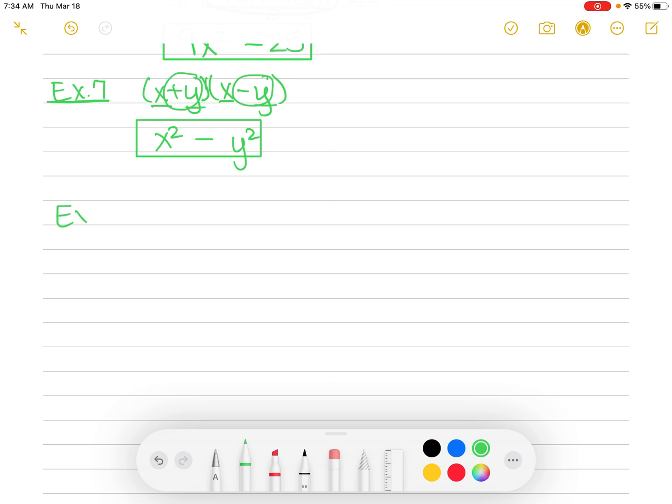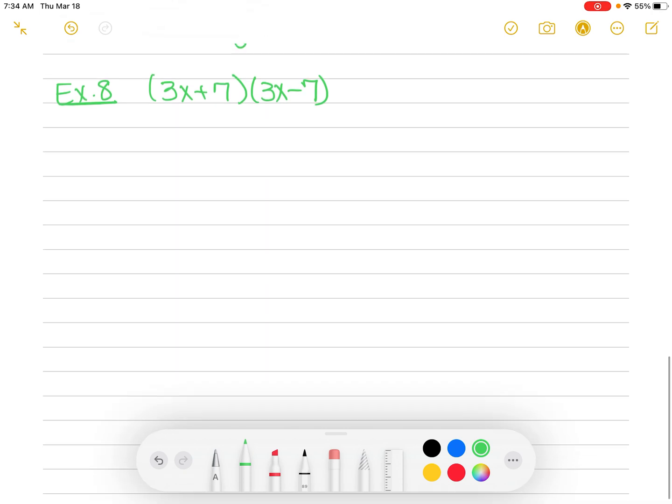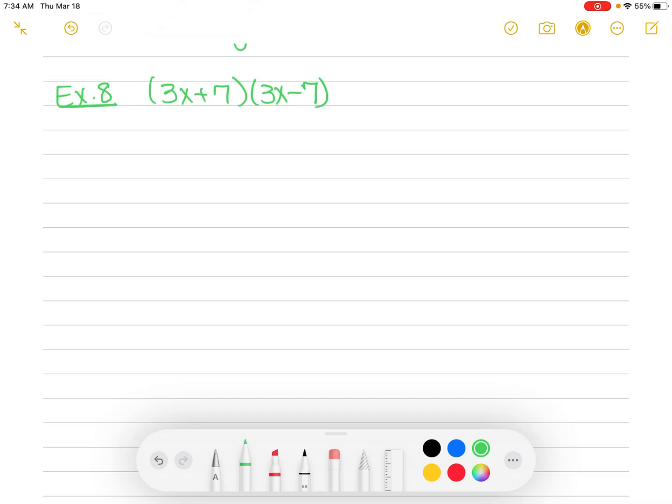Okay, so now I want you to do example 8 on your own. So example 8 is going to be 3x plus 7 times 3x minus 7. So go ahead and do it the shortcut way and see if you get the right answer. Go ahead and hit pause now.